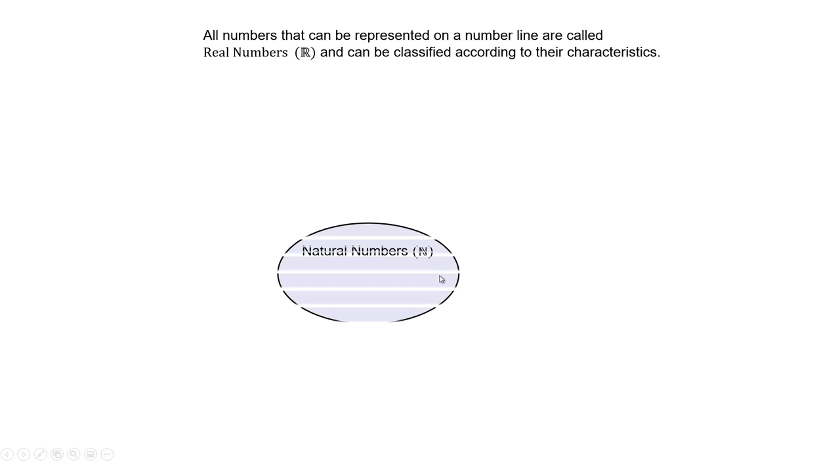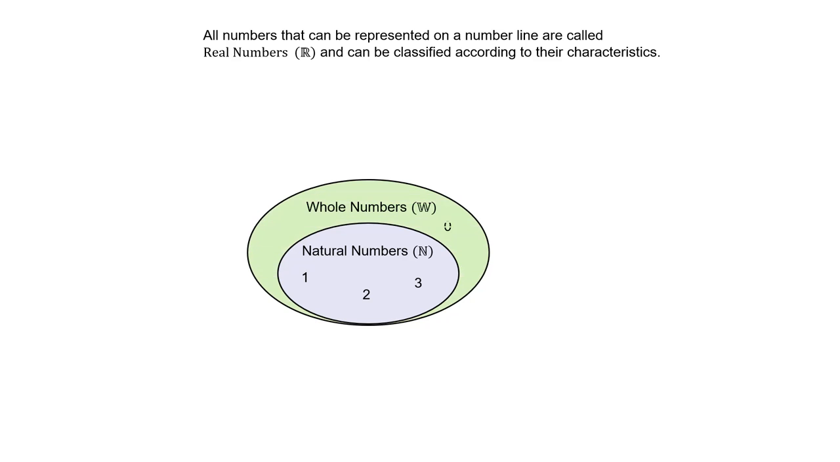Now we start with the natural numbers. Natural numbers are what we use to count: 1, 2, and 3. Now, if we think of these as a Venn diagram, and these are sets, so this is a set of natural numbers. The next set that includes the natural numbers is that of whole numbers. So that's the natural numbers plus the 0. So that's our whole numbers.